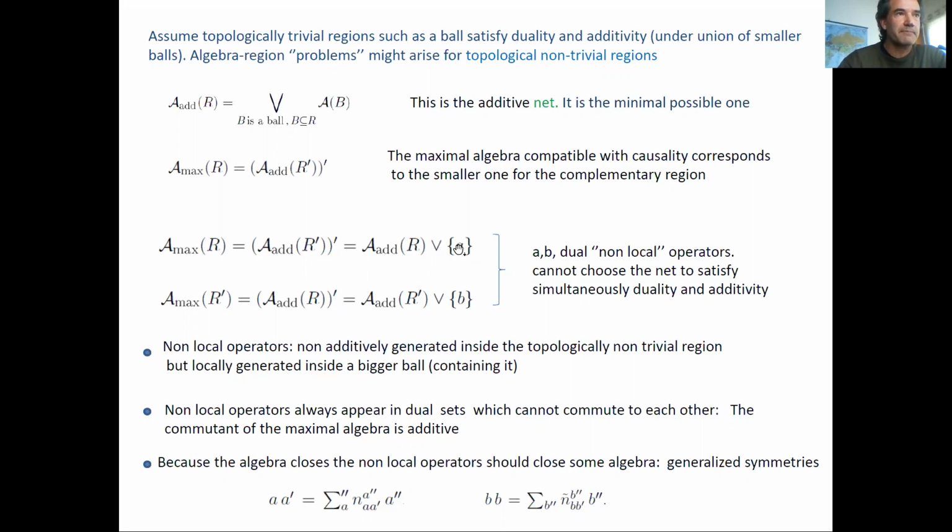because one corresponds to the region R and one corresponds to the complementary region. And you can see that they cannot commute with each other. The A's and B's cannot commute with each other because otherwise the operators will be locally generated.